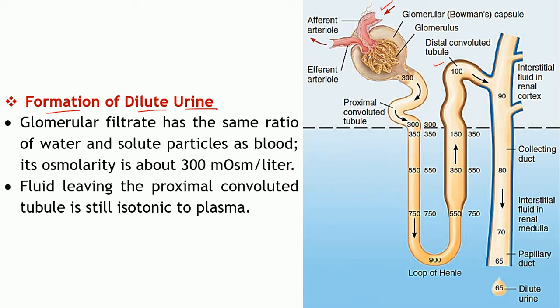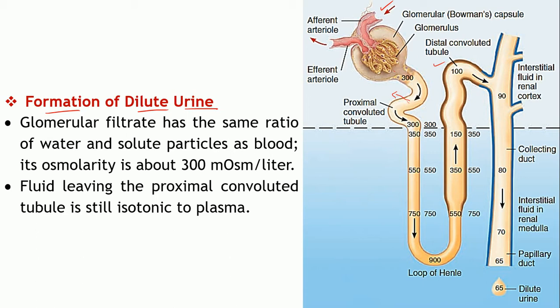As it moves into the PCT, there are different types of transporters which we have seen. Mostly the sodium reabsorption will take place over here. There is sodium glucose symporter, sodium hydrogen antiporter, and bicarbonate reabsorption takes place. Apart from that, calcium, magnesium, and several other substances will get reabsorbed. What about water? Water is also getting reabsorbed. So things are moving out. Most of the reabsorption will take place in this particular region.